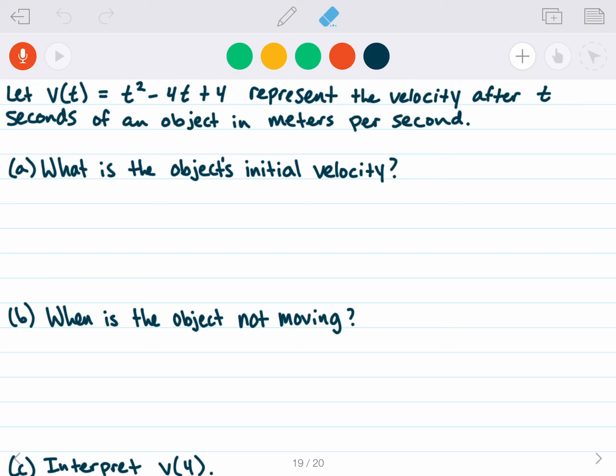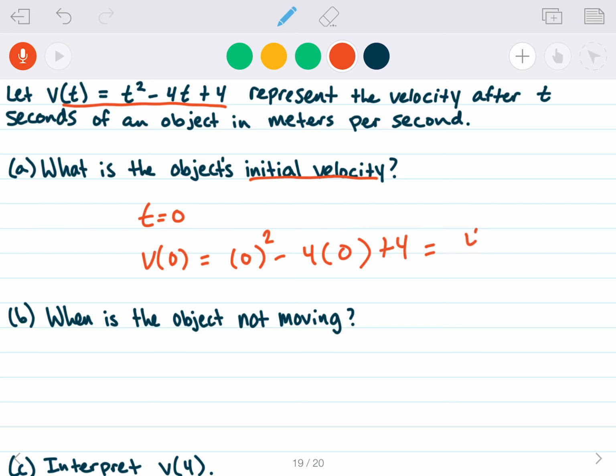But anyway, here's our velocity function. Okay, v of t equals t squared minus 4t plus 4. It's going to represent the velocity after t seconds of an object in meters per second. What is the object's initial velocity? Well, that occurs when the time is 0. So all we're going to do is plug in 0 into this function and see what our output is. So we're plugging it in for t, and we get 0 squared minus 4 times 0 plus 4. So we get 4 meters per second is our initial velocity.